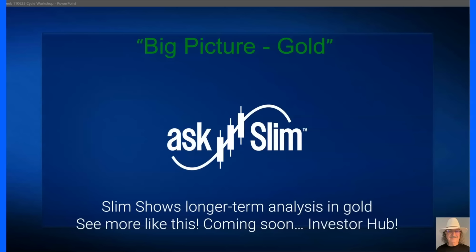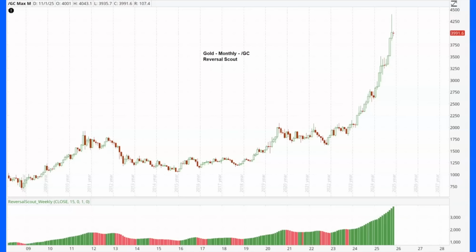All right, let's take a look here as we look at the gold market. This will be a quick one because you'll be able to see how the cycle analysis that we do is so valuable in understanding the market conditions, the market direction, the momentum, everything.